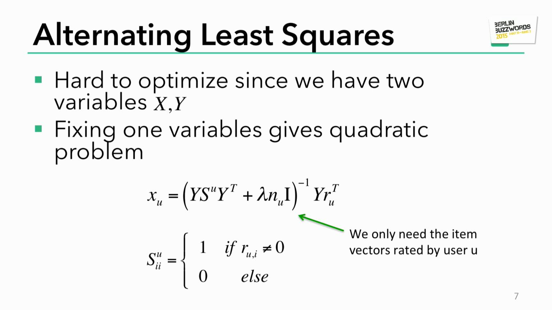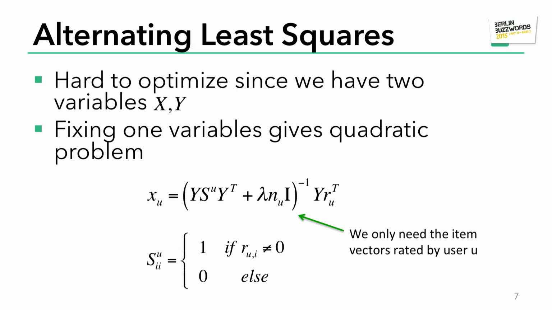The idea of alternating least squares is that by fixing one of the variables, let's say the item matrix Y, we obtain a quadratic optimization problem. And we know that's easy to solve. We only have to take the first derivative, set it to 0, and solve for the unknown. I spare the math here, and you have to trust me that this is right.